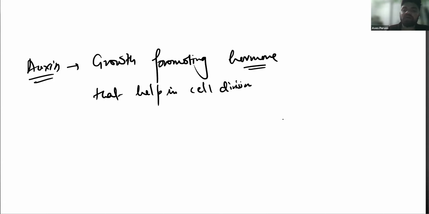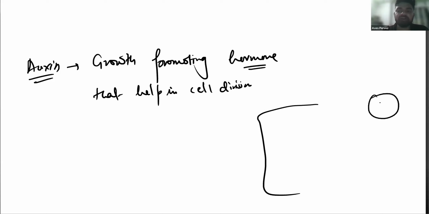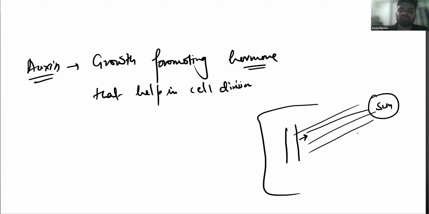So actually, what is going to happen when a unilateral light is given to the plant, means the plant is going to have unilateral light, sunlight. Let's suppose this is a stem. So you will see that this region of the stem is in direct contact with the sunlight. So this is the light region and this is the shady region. Are you getting my point clearly? So one is the shady region, another one is the light region.